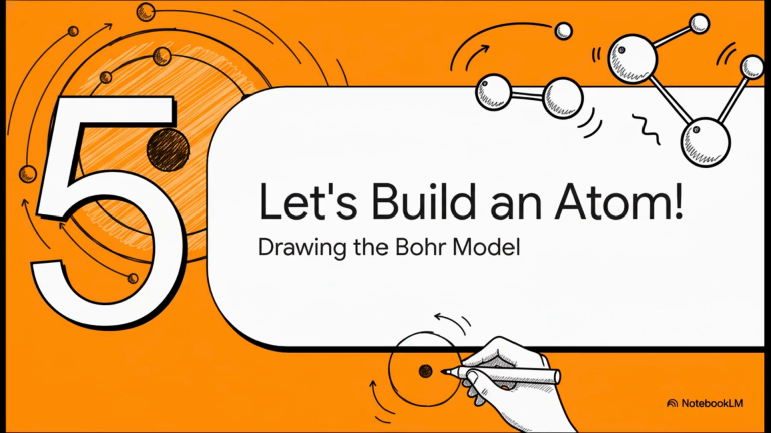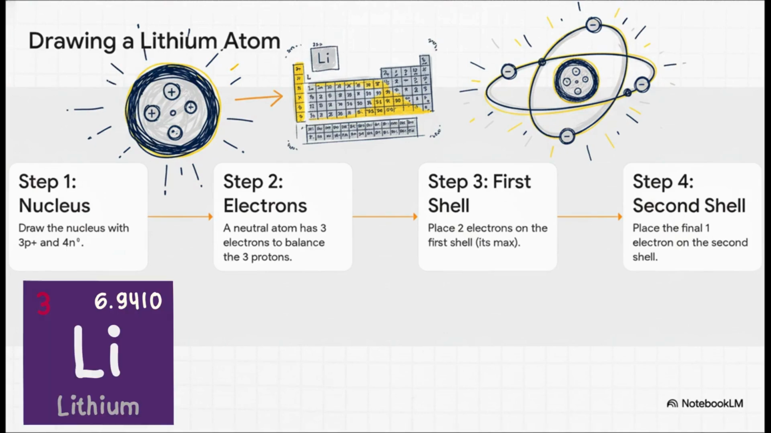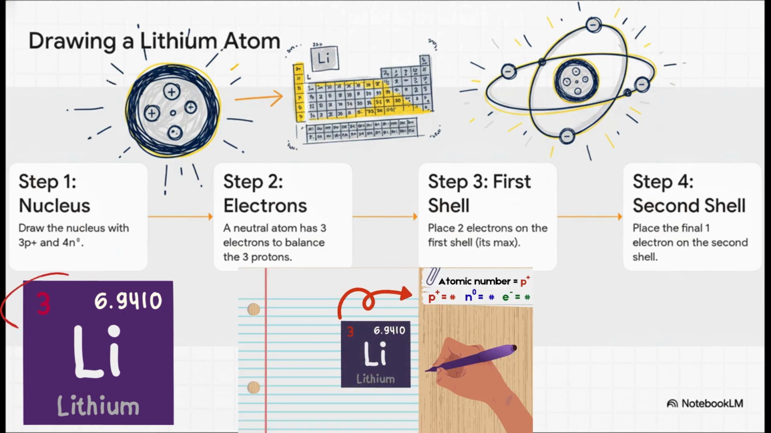All right, we've got the theory down, we know the rules. Now it's time for the really fun part. Let's apply everything we've just learned and build an atom from scratch by drawing a simple diagram called a Bohr model. Okay, we're going to draw a lithium atom. First step is always to check the periodic table. Lithium has an atomic number of 3, so we know right away it's got 3 protons. We'll use a version that also has 4 neutrons.